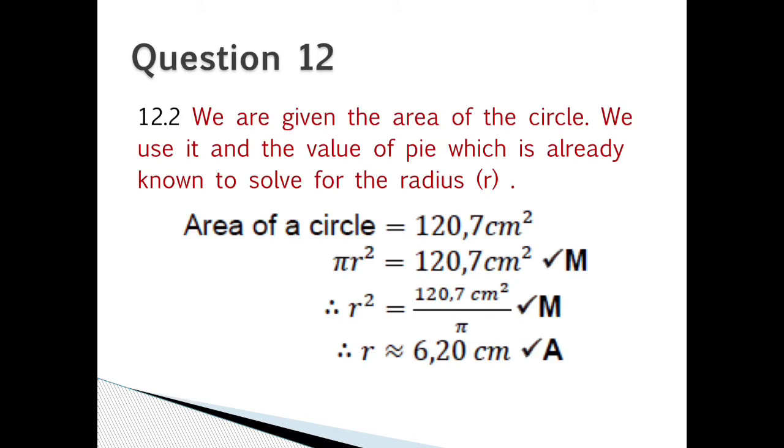In question 12.2, we are given the area of the circle. We use it and the value of pi, which is already known, to solve for the radius. Your area of a circle is equal to 120.7 centimeters squared. Pi times r squared is equal to 120.7 centimeters squared. R squared is equal to 120.7 divided by pi. Therefore, R is equal to 6.20 centimeters. We replace pi with the value of pi.